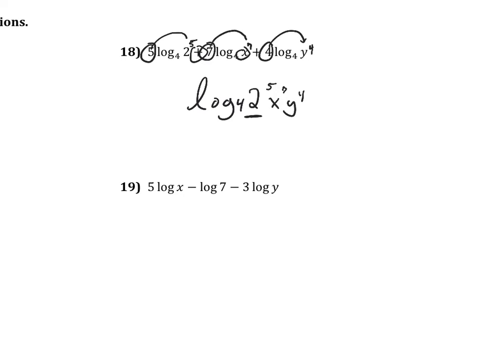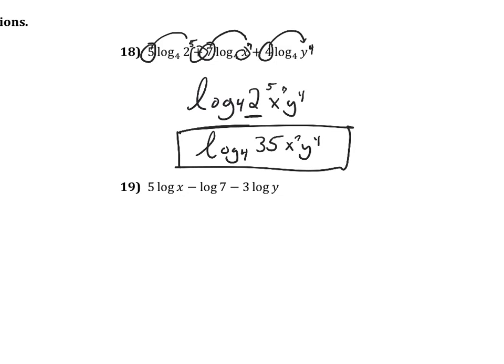Now we do want to simplify this just a little bit further. We're going to go ahead and take 2 to the 5th in our calculator. That will give us 35. So our final answer, log base 4 of 35, x to the 7th, y to the 4th.